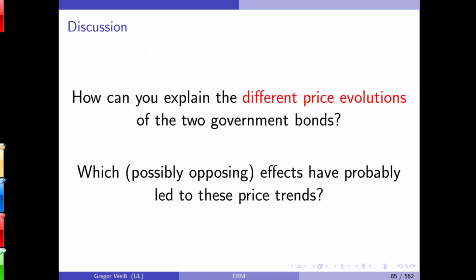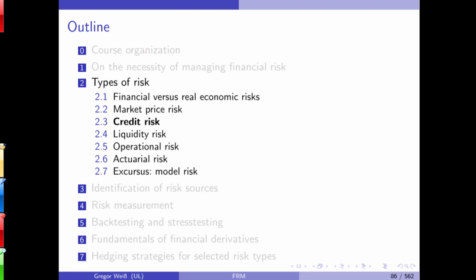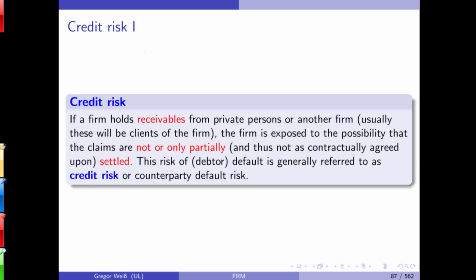So we've already explained the different price evolutions of the government bonds, and this is obviously the euro crisis. Okay, that's market price risk. Let's turn to credit risk. Credit risk.